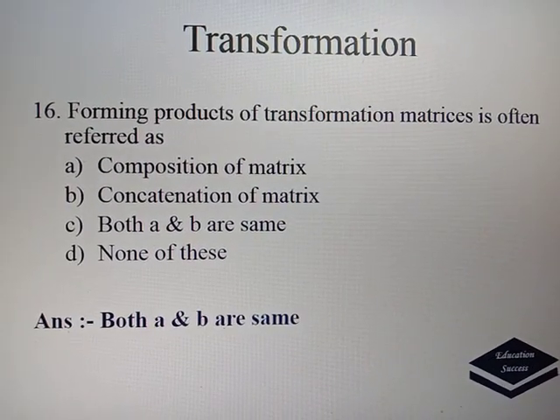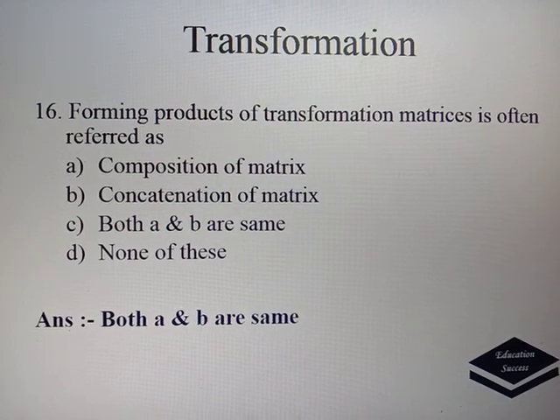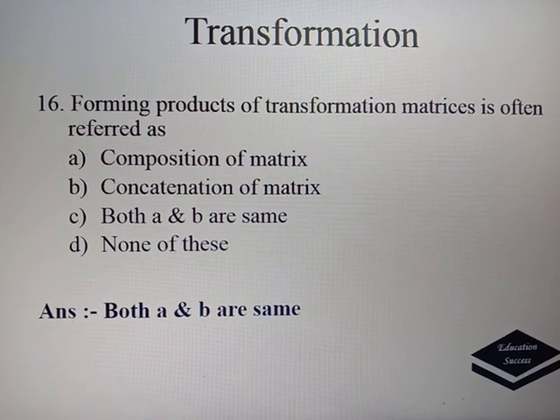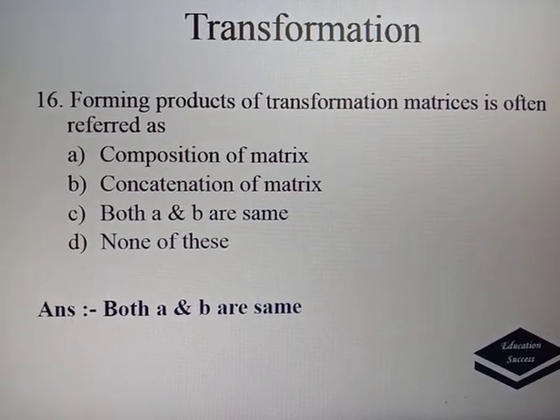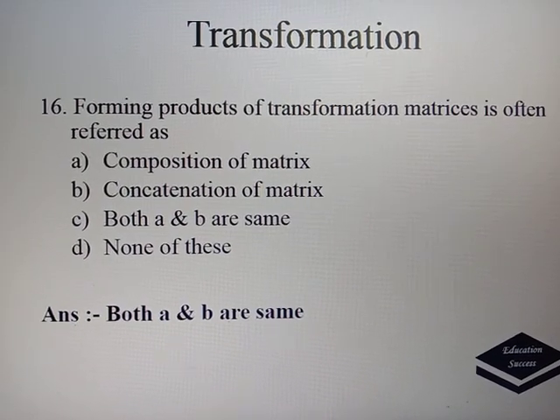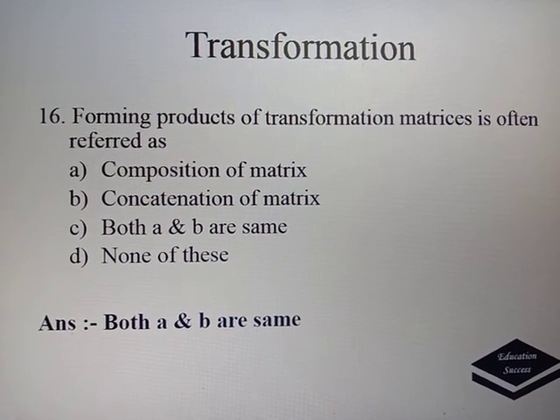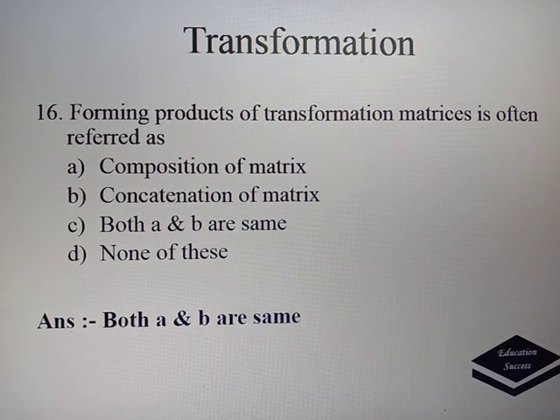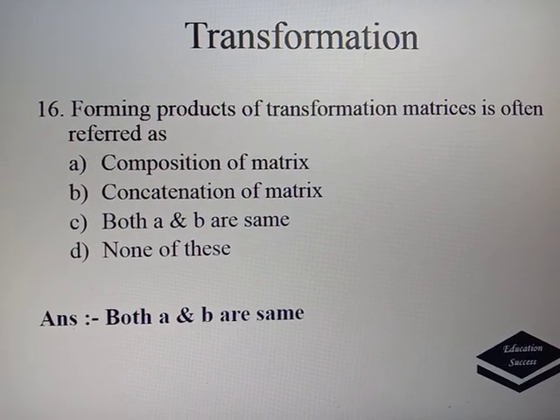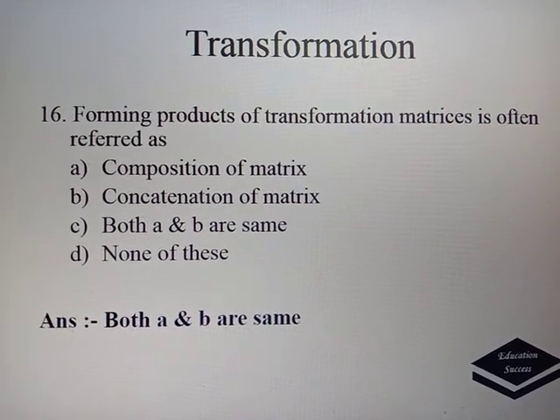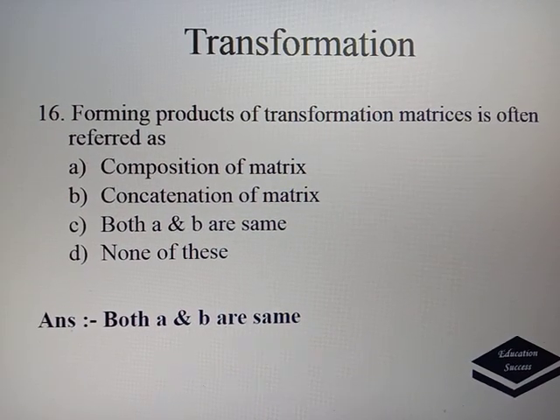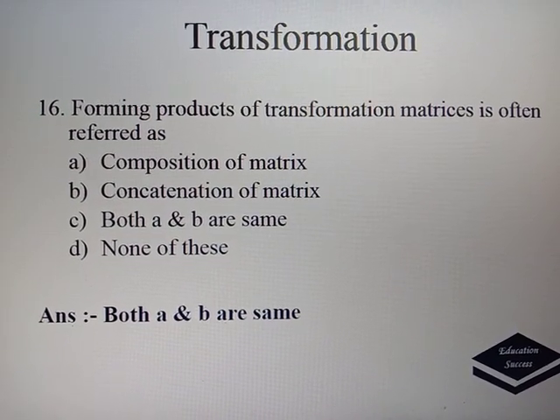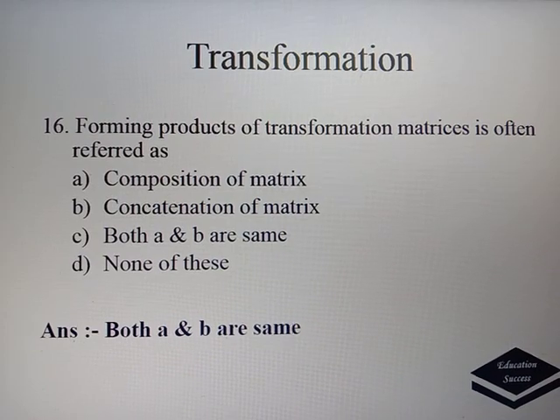Forming products of transformation matrices is often referred to as composition of matrix, concatenation of matrix, both A and B are the same, none of the above. Here the correct option is both A and B are the same, because forming the product of transformation matrices is called the composition of matrix or concatenation of matrix.